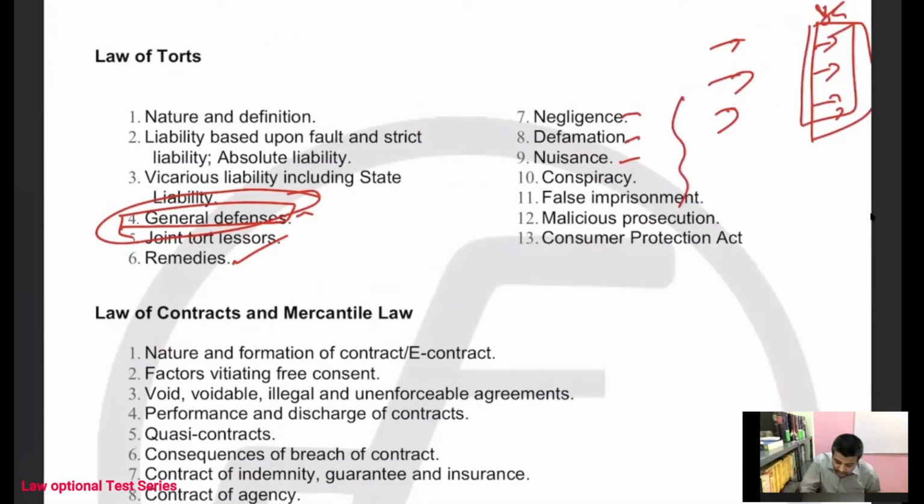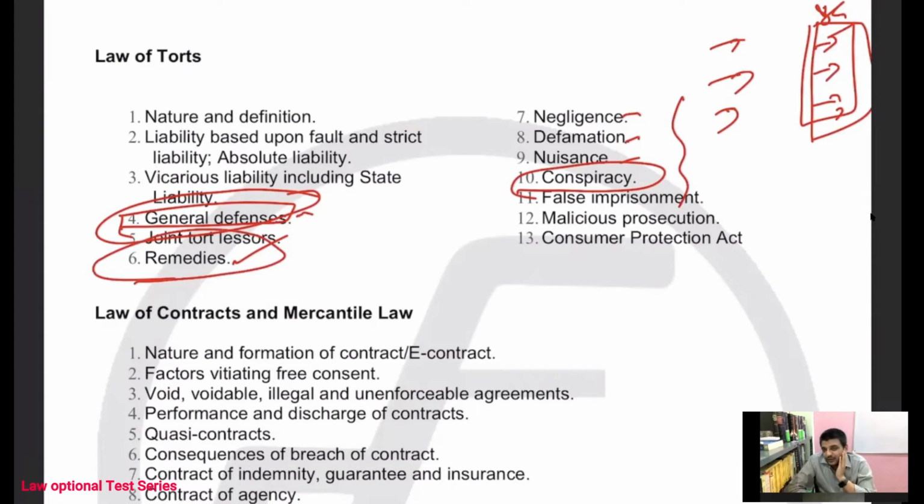So if there is a question about any particular tort, suppose conspiracy, right? So you write, okay, these are the general defenses which apply to every tort, and this is a defense which is specific to this particular tort. Right? So this defense is very important. And second is the damages, that is basically the remedies in torts. Okay? So defense and damages are very, very important topics in torts.